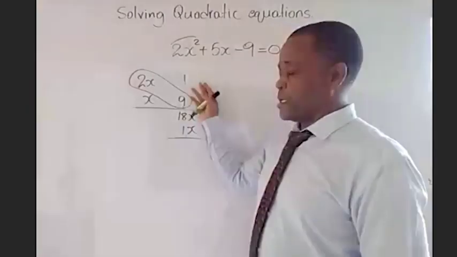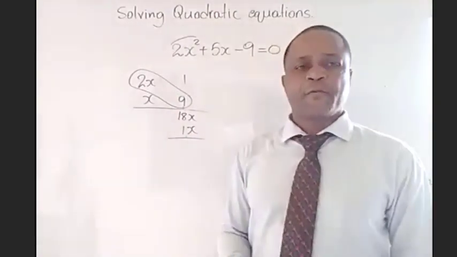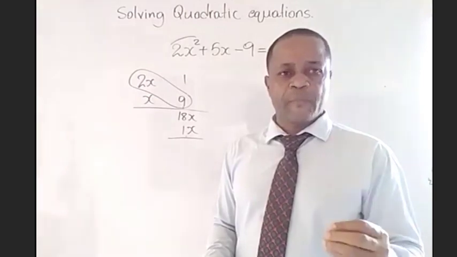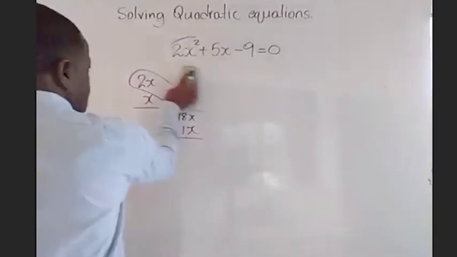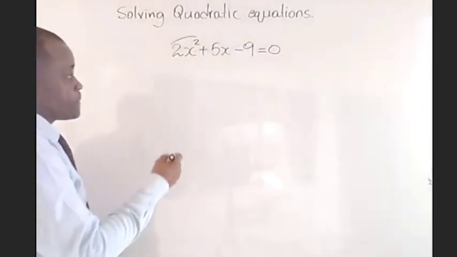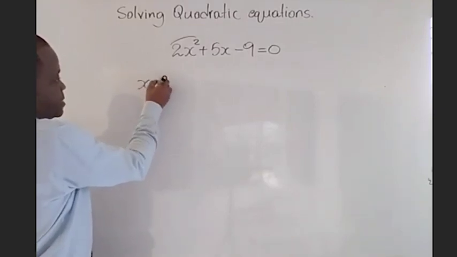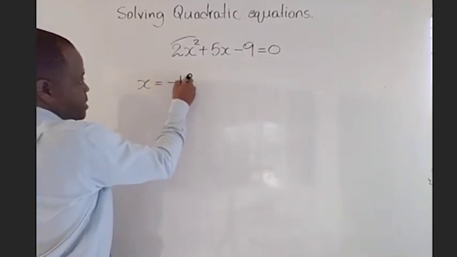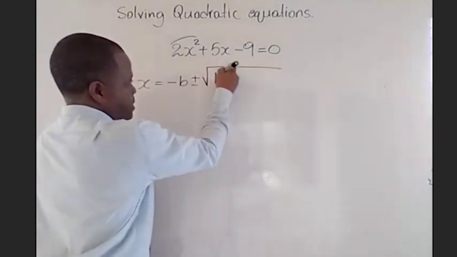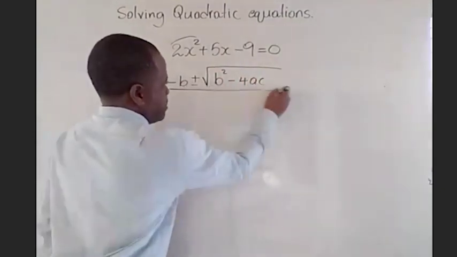In this case, we cannot use factorization to solve it. So therefore, what we're going to be looking at now is the quadratic formula. The quadratic formula looks like this. x is equal to negative b plus or minus the square root of b squared minus 4ac, all over 2a.